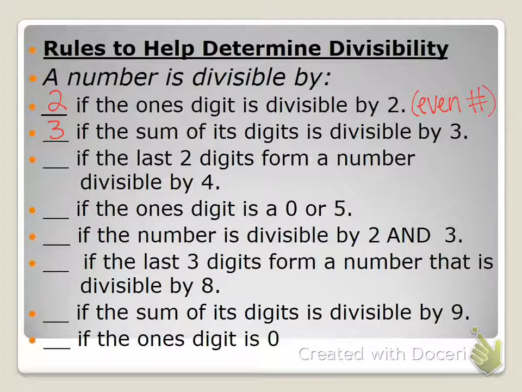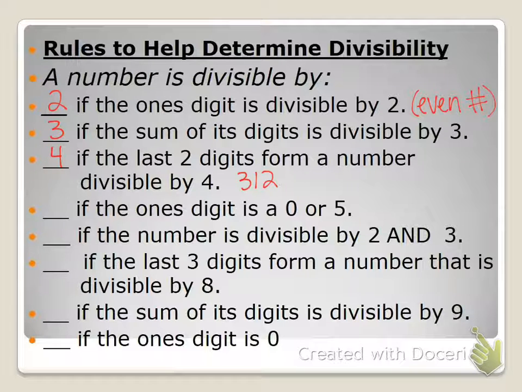A number is divisible by 4 if the last 2 digits form a number divisible by 4. Okay, so that would be something like 312. The last 2 digits are what? 12. The last 2 digits are 12. 12 is divisible by 4, so this whole number should be divisible by 4.